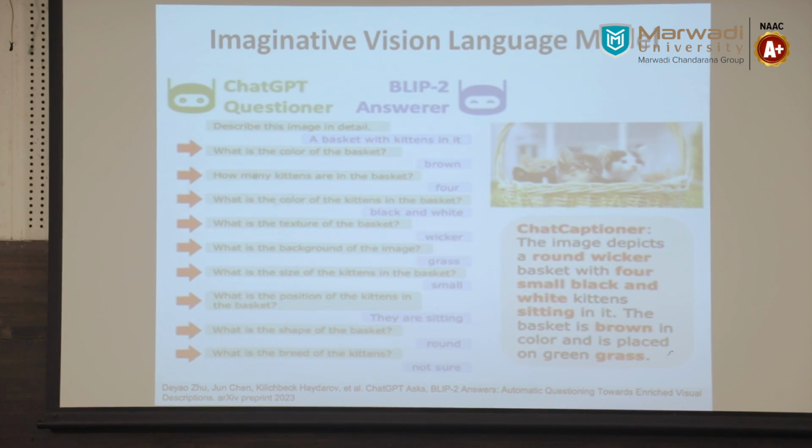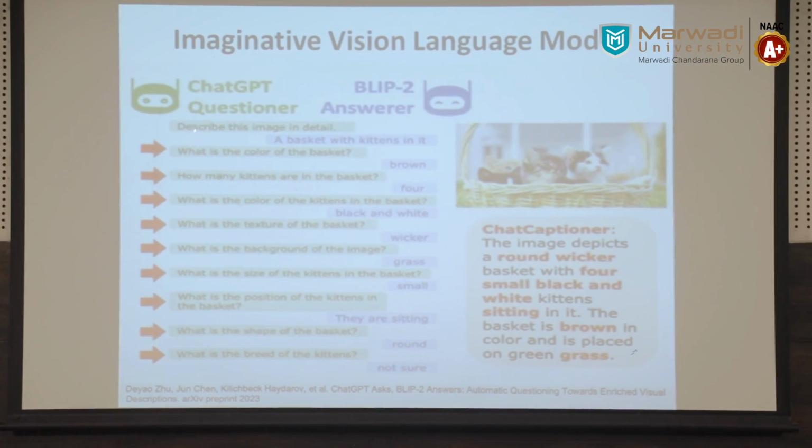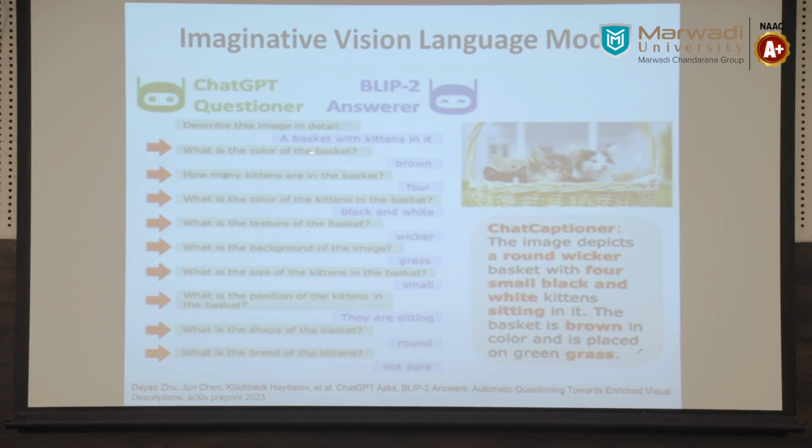So if you give the image as an input, the GPT is now able to tell you, or if you start raising questions, ChatGPT is now able to raise questions. Blip2 is the technology that is able to answer the questions that were raised by ChatGPT. So all the questions were raised by ChatGPT. Describe the image in detail. Blip 2 has given the description: basket with kittens in it. And what is the color of the basket? Blip 2 has given the answer as brown. And what is the texture of the basket? ChatGPT has raised this question, and wicker is the answer that Blip 2 has given. So finally, people have made this ChatGPT to caption the image.